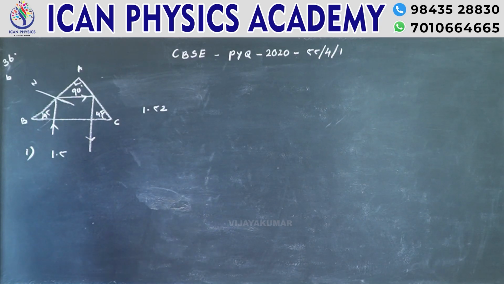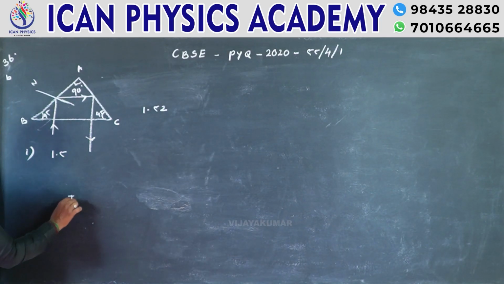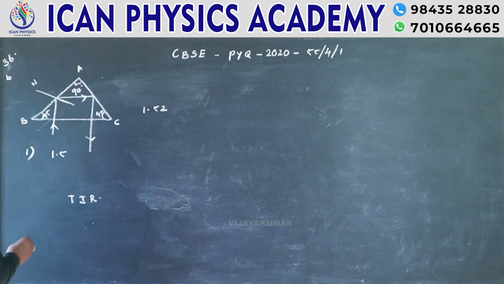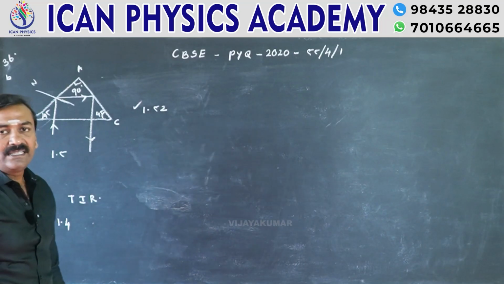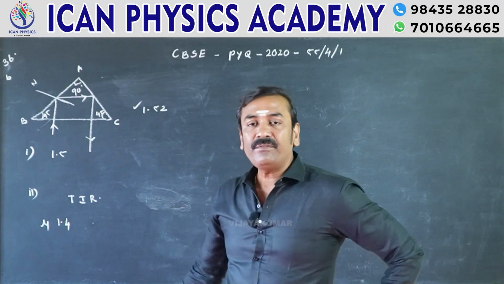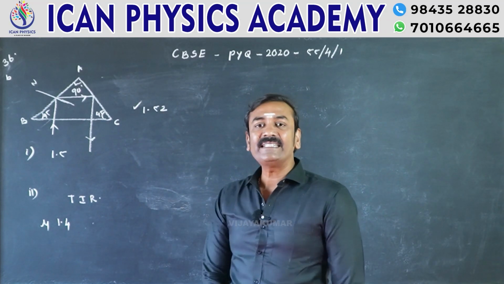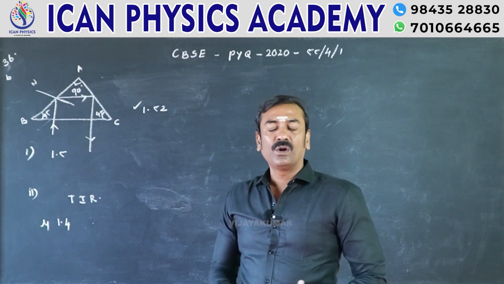Okay. So what about the second question? What happens to the ray of light? The ray of light undergoes total internal reflection. Why does total internal reflection take place? Because in the second question, what is given? 1.4 is the refractive index. Here the glass prism has a refractive index of 1.52, which is greater than that 1.4. So 1.4 is less than 1.5. So total internal reflection takes place. Okay, do you get it now? Do you have any doubts? No doubts.